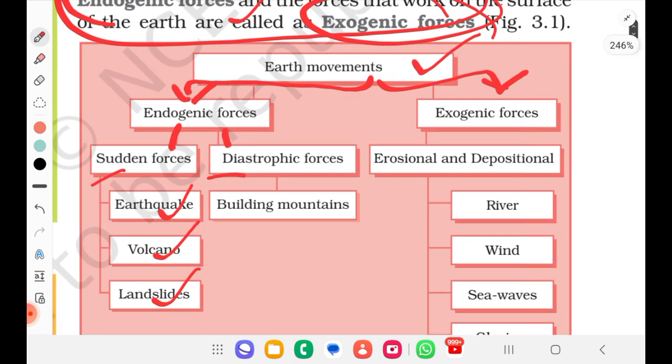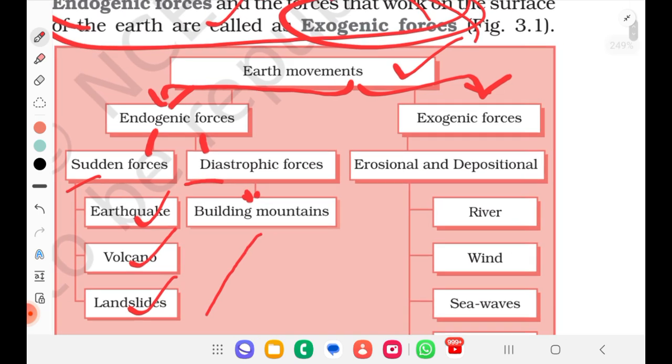So for diastrophic forces, we have mountain building. See, mountain building won't be happening within 1 or 2 days. It's a very slow process. So that is an example of diastrophic activity.